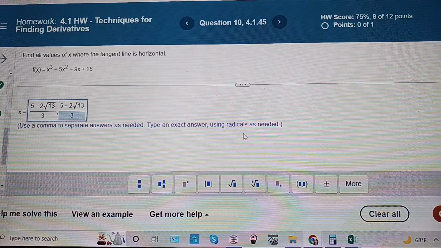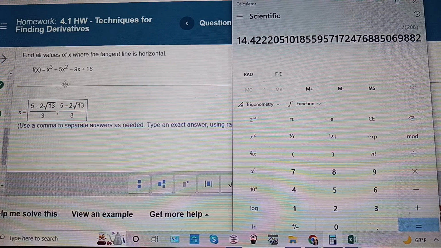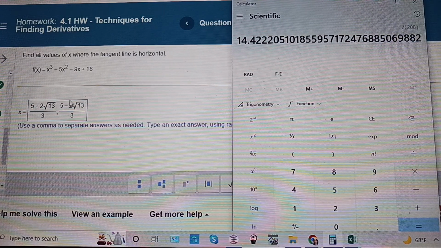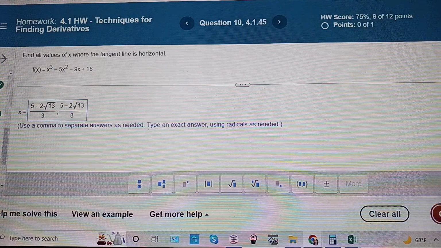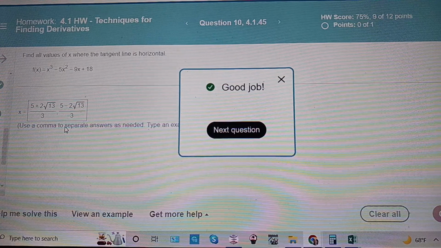If they said round to so many decimals, then this would have been the method. You would have got a decimal for that and then just added 5, subtracted 5, and divided by 3. But this is very common in calculus. They much prefer exact answers over decimal approximations.